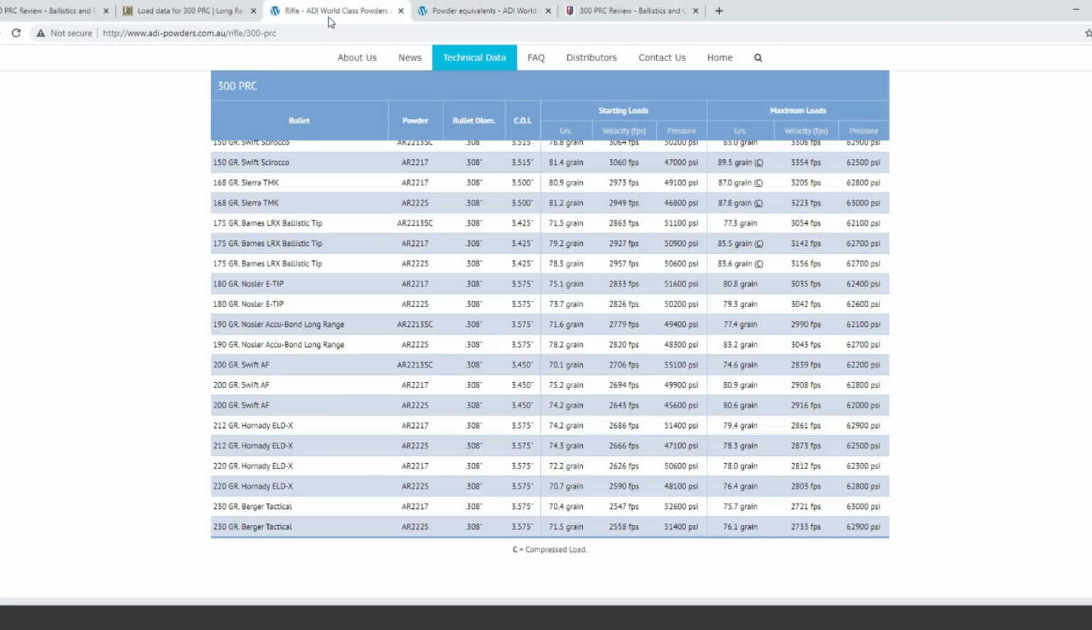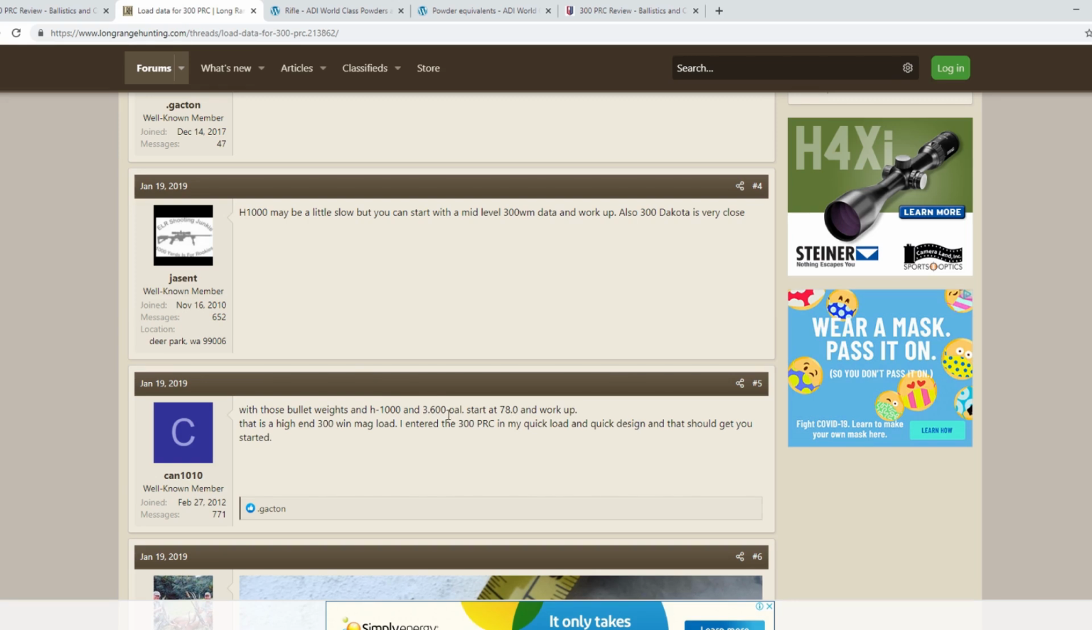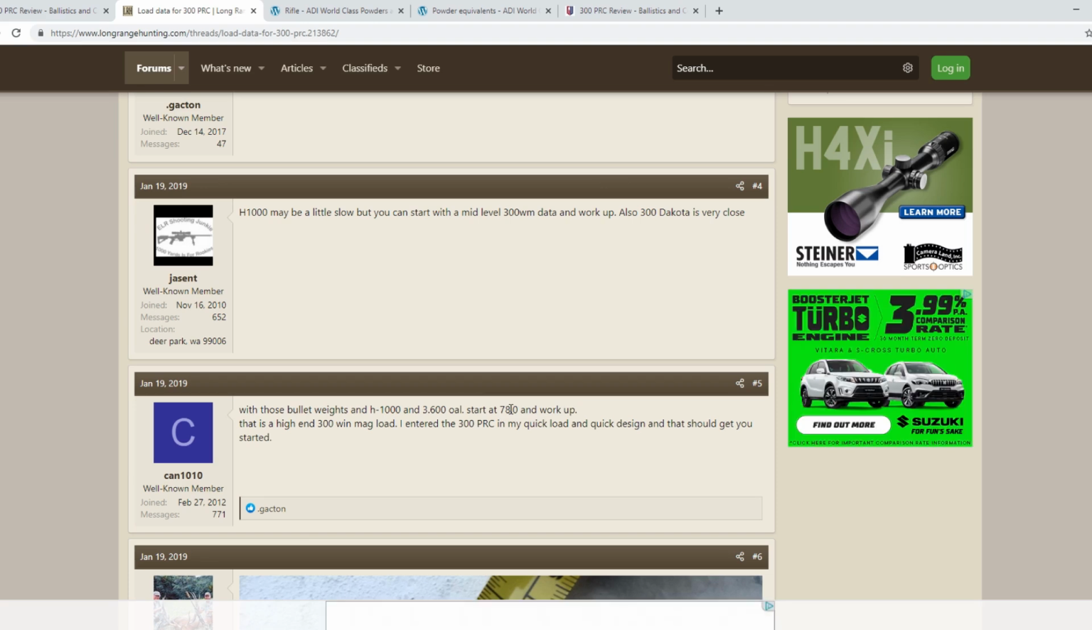I already know, if I go back to the ADI, they're talking about basically 72 to 76 grains in the AR 2225 or Retumbo, and we've got a similar sort of load spread in the 2217, which is the H1000. If you go over to other places, they're actually talking about running quite a bit more, probably with a longer overall length, that's setting up to your chamber. We've got videos on that, but they're talking about 78 grains. So in this situation I would probably start at 75 grains and work from there. But this is the place where you're going to find your general information.